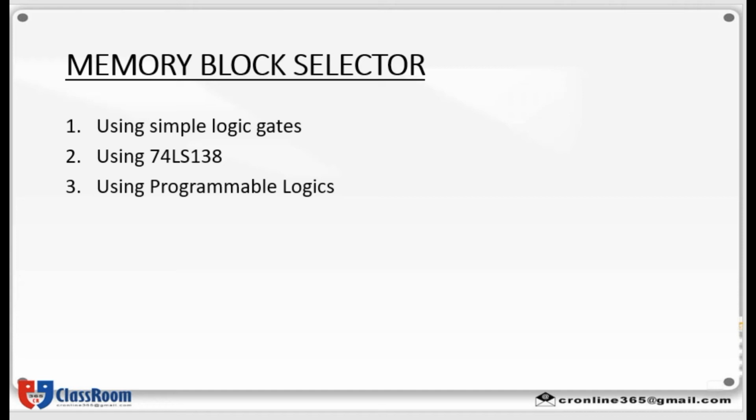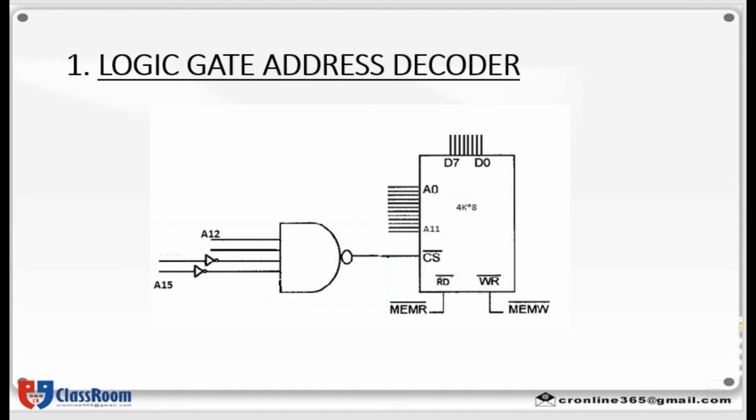They are: first, by using simple logic gates; second, by using the 74LS138 decoder; then third, by using programmable logic. First one, logic gate address decoder. This diagram shows the simple logic gate address decoder.